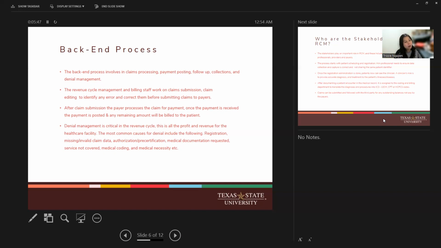And some of the most common causes of denial are incorrect medical coding, medical necessity not being met, service not covered by the payers, or missing any authorization or specification for the services.